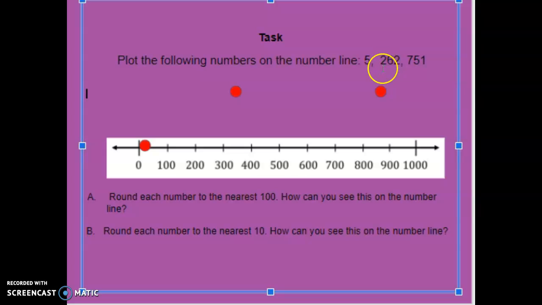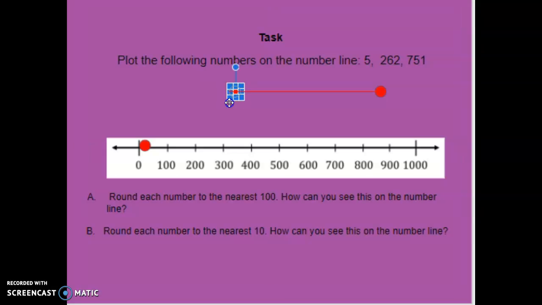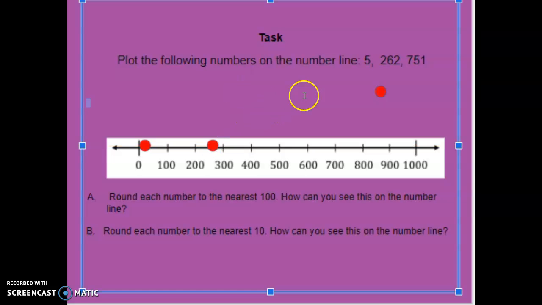262, again, look at that number in the hundreds place. It is a 2. We know that it's going to be between 200 and 300. We've got to decide, though, is it past that benchmark number of 250? It's just a little bit past. So we're going to place it on the number line a little past the half mark.